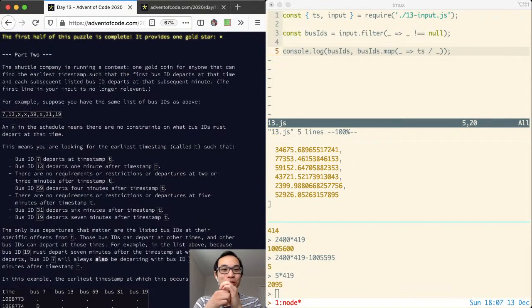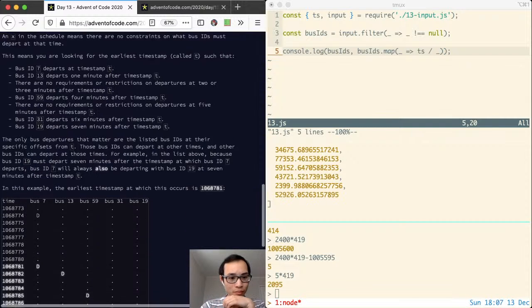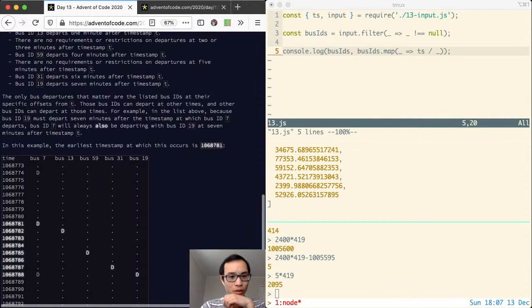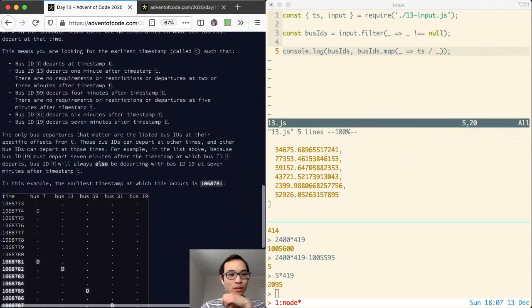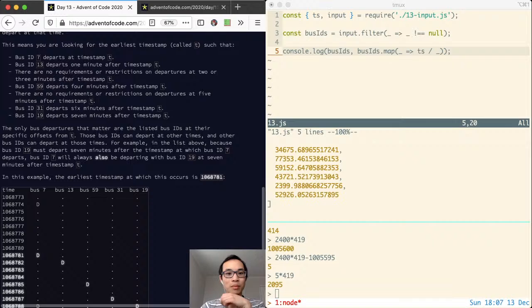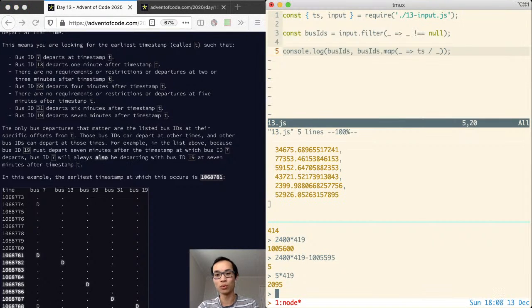The shuttle company is running a contest: 1 gold coin for anyone that can find the earliest timestamp such that the first bus ID departs at that time and each subsequent ID departs at the subsequent minute. For example, if the input has an X, then the schedule means there are no constraints on what bus IDs must depart at that time. That means you're looking for the earliest time T such that 7 departs at timestamp T, 13 departs at timestamp T+1. Oh, okay.